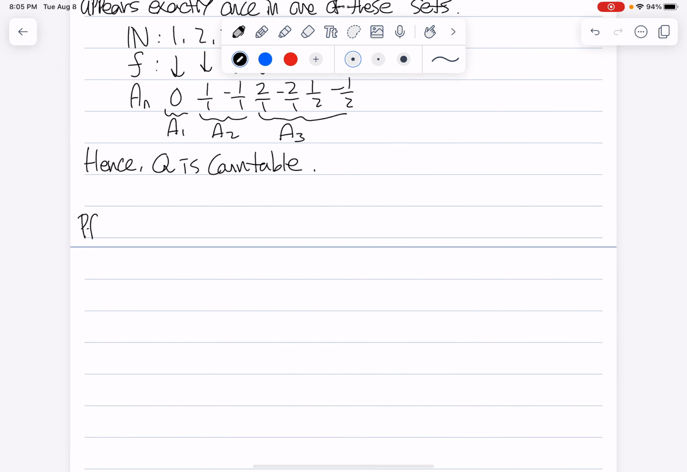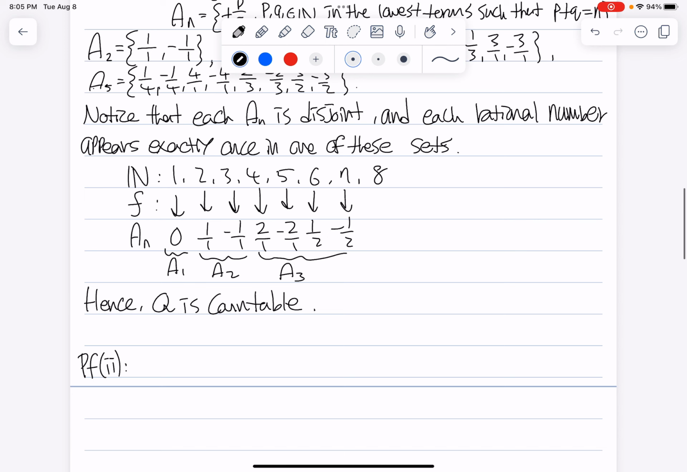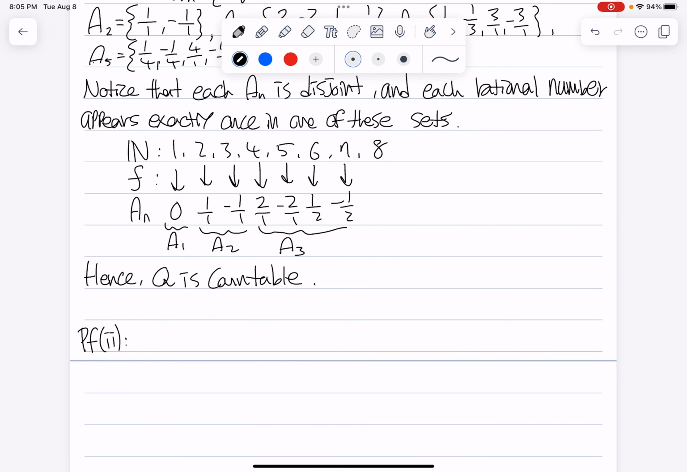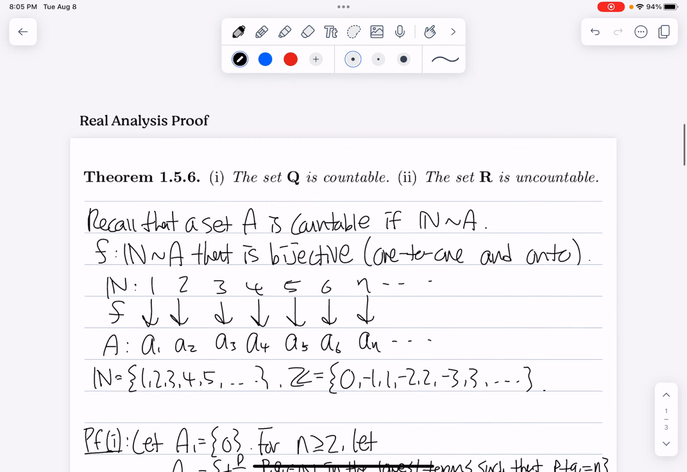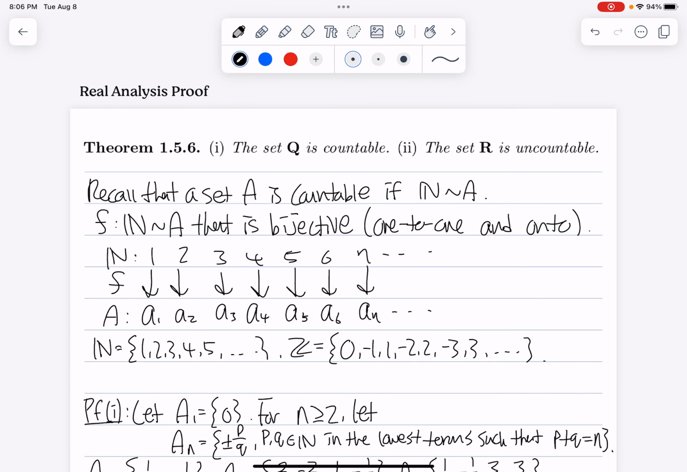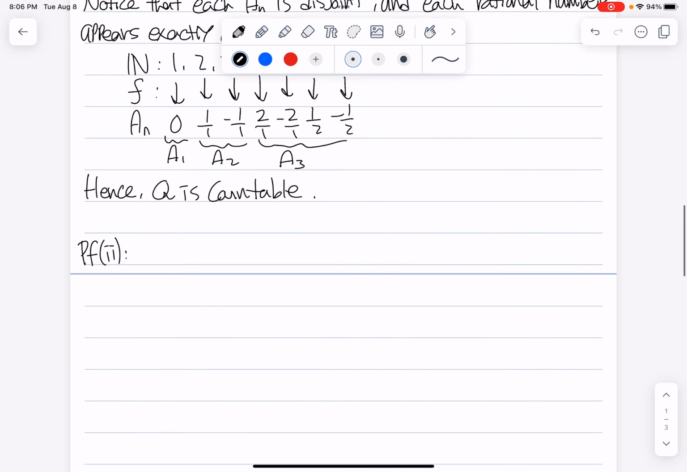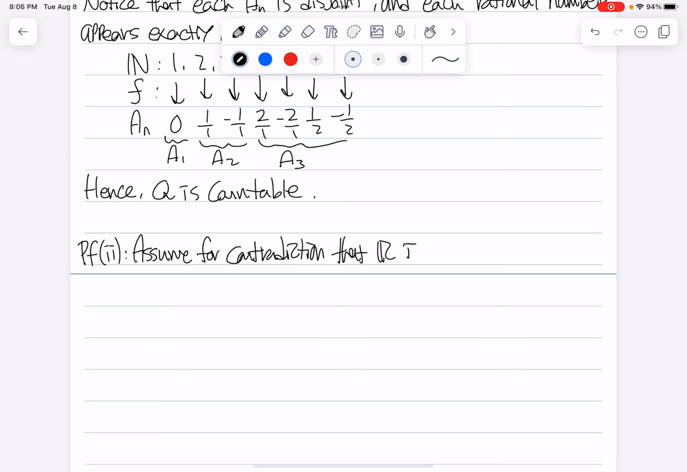Well, it turns out that the real numbers is a larger infinity than the rational numbers. Although they're both infinite sets, we consider R to be larger than Q in terms of cardinality. So how do we prove that the set of real numbers is uncountable? We're actually going to be using proof by contradiction. So assume for contradiction that R is countable. We're going to assume that R is countable and somehow form a contradiction.